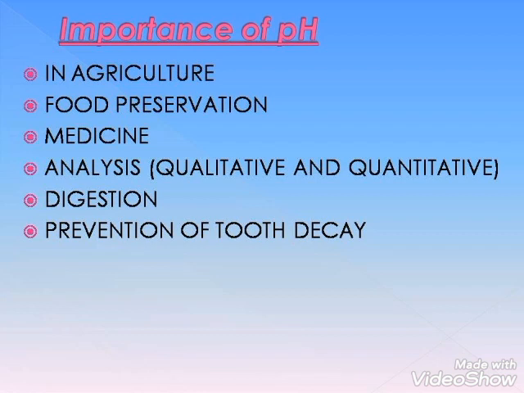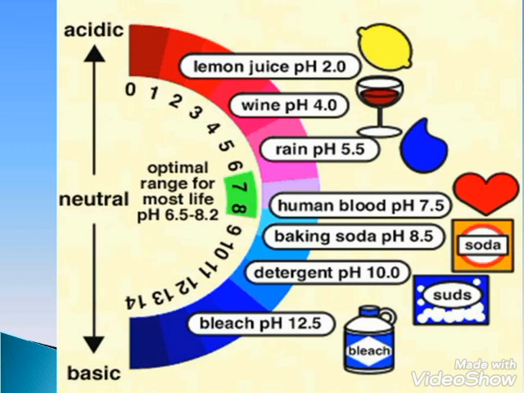Food preservation, for the food preservation, pH is very important. Enzymes degrade if they are not at a particular pH. Similarly, medicine preparation can be done only at a particular pH, and if the pH is high or low, then it will degrade. Analysis, qualitative and quantitative, also requires the knowledge of pH.